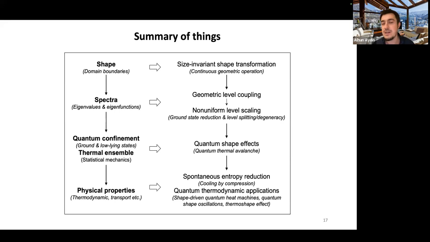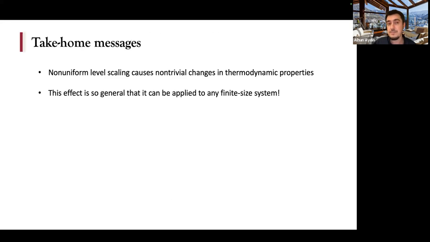Here I showed you the thermodynamic and transport properties, but in principle, it changes any other physical property because this effect is so general. So the take-home messages are this non-uniform level scaling causes non-trivial changes. It could be important in several other areas. And I told you that entropy behaves weirdly, so it really leads to some interesting devices.